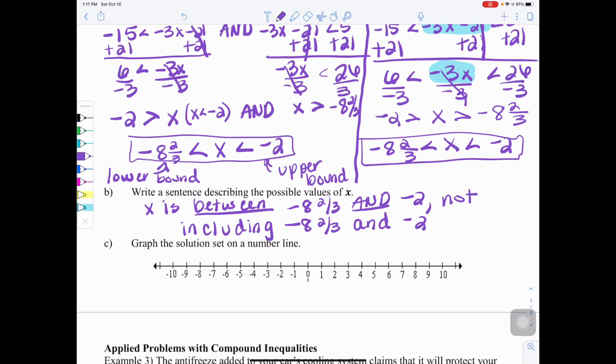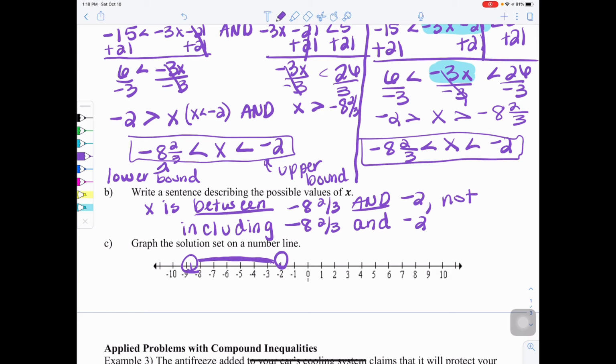So -8 2/3 is going to be about 2/3 of the way towards -9, about here, and that's going to be an open circle, not included. -2 is also not included, so an open circle, and this time we're shading in between.